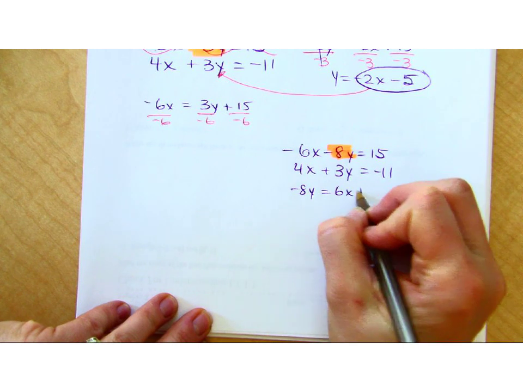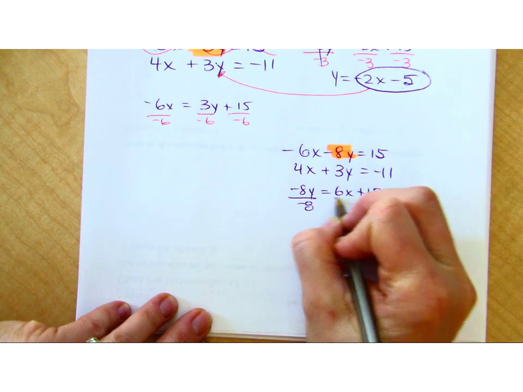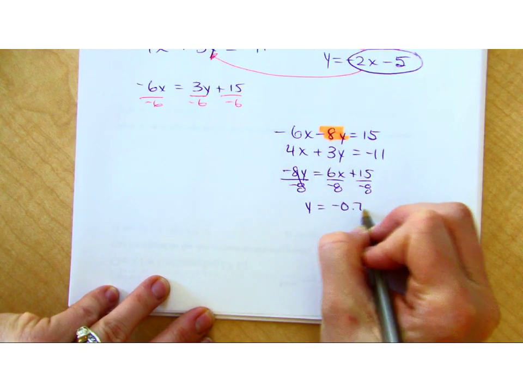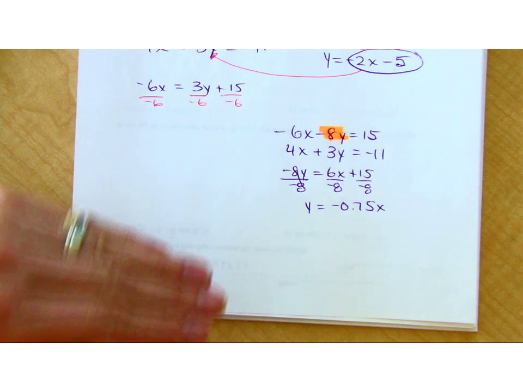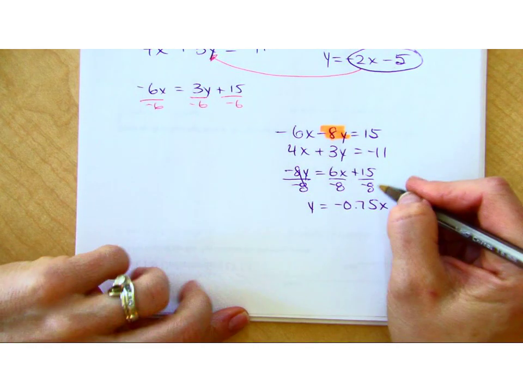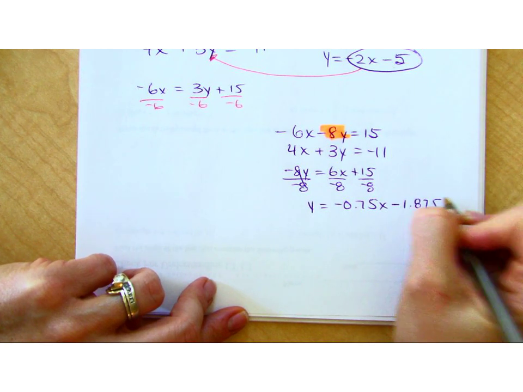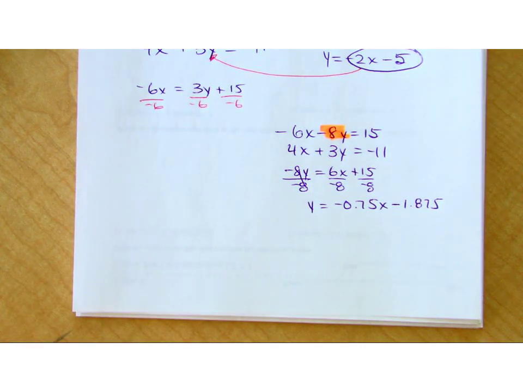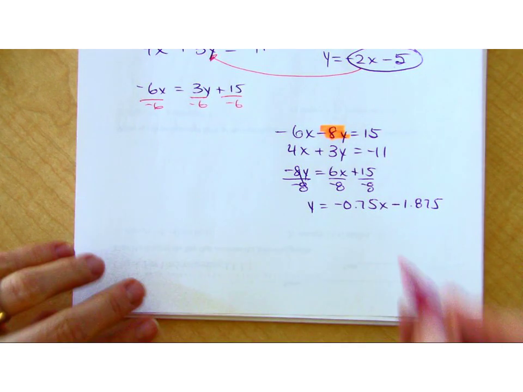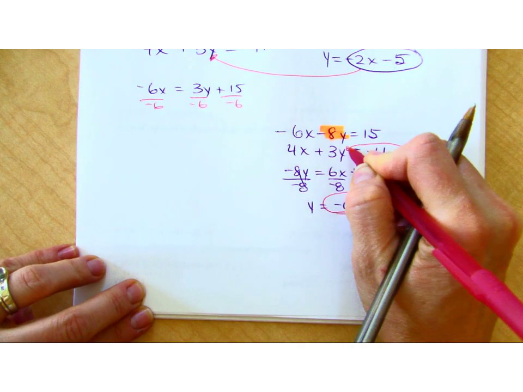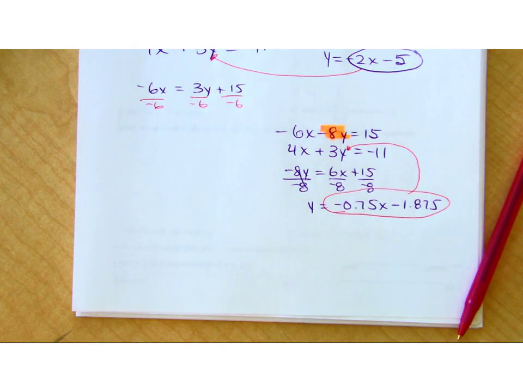Divide by negative 8. And you know what you're going to have? You're going to have y is equal to negative 0.75x because 6/8 is 3/4. And then 8 goes into 15 that many times, and you're going to have a negative 1.875. Ooh, it's not pretty, but it's better than dealing with fractions. And so now I'm going to put this whole thing into the other equation for y. Are you good? So this is the 5 levels of the problems that I'm giving you today.